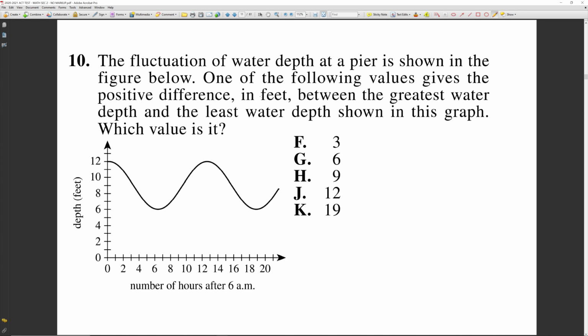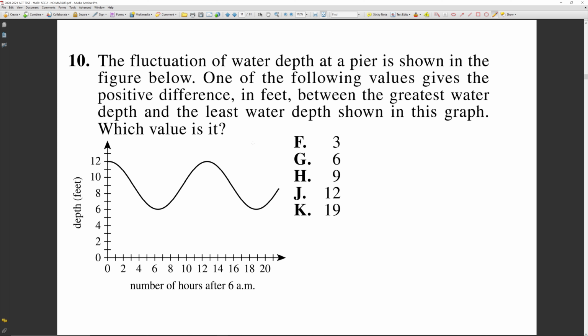Okay, it's a small passage. If you go to the end, it says which value is it? Well, it doesn't really help that much, so we have to read the whole passage now. The fluctuation of water depth at a pier is shown in the figure below. The following value gives the positive difference in feet between the greatest water depth and the least water depth shown in the graph below.